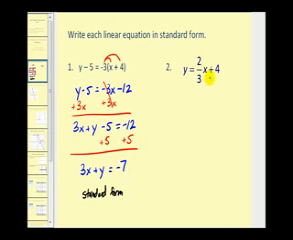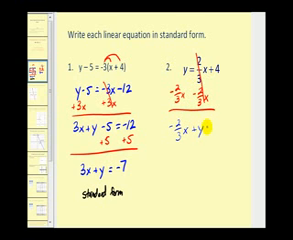For number 2, we still have to have the x and y terms on the left side, so let's go ahead and subtract 2/3 x on both sides. So this would be 0. We'd be left with negative 2/3 x plus y equals 4. And there's two more things we have to deal with here. In standard form, a, b, and c cannot be fractions. It has to be an integer.